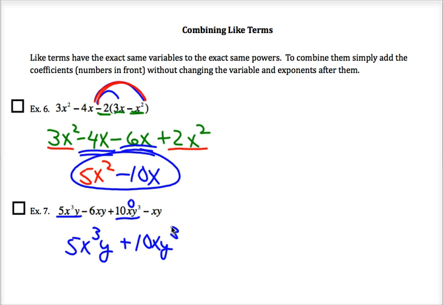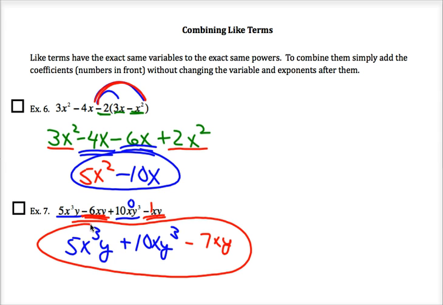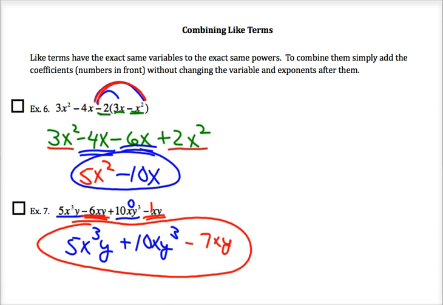Well, what can I put together? These two things. -xy and -6xy. They go together. This is like -1xy. So -6, -1 is -7. And you leave the letters the same. -7xy. There are the terms combined on that problem right there. And I do believe another one down there.